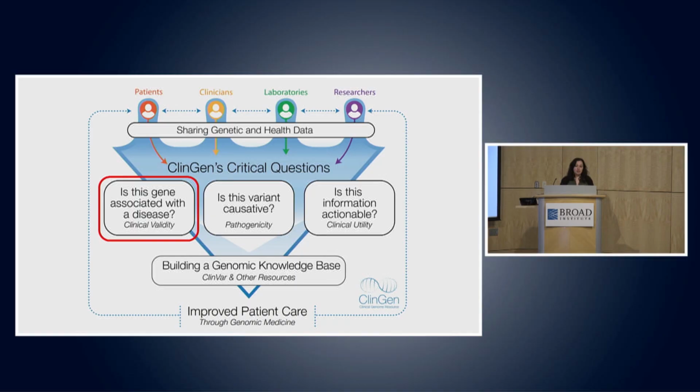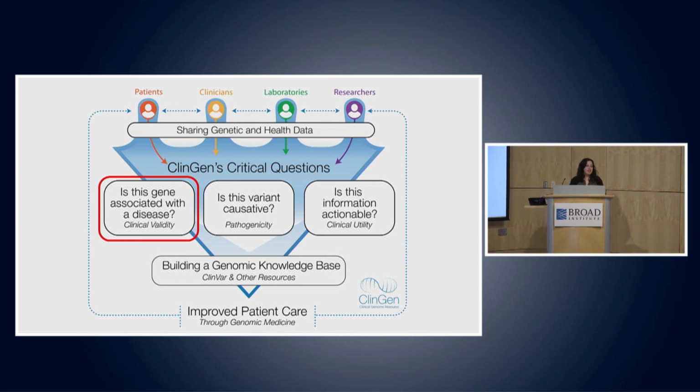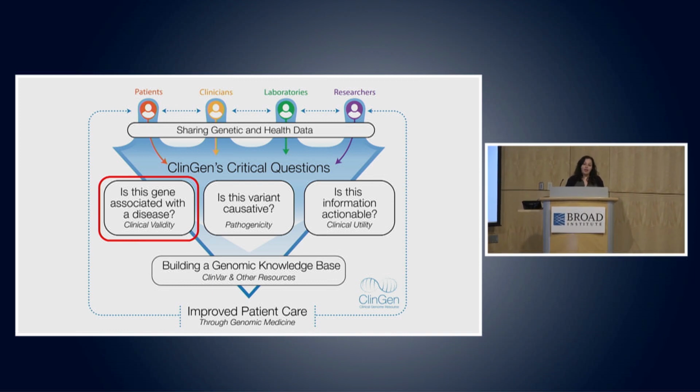I'm not sure if people have shown this today, but this is the infamous ClinGen infographic. So ClinGen is pretty much interested in expert curation, and we have 3 different questions that we ask when we do expert curation within our disease-specific groups. And the one that we'll be talking about largely this afternoon is this gene associated with disease, which is clinical validity.